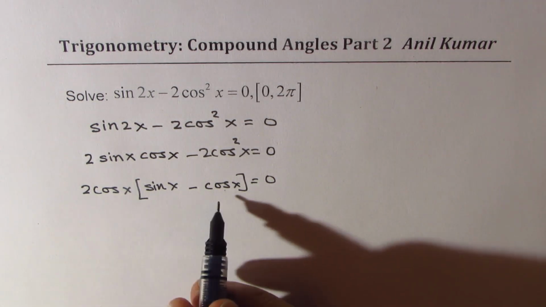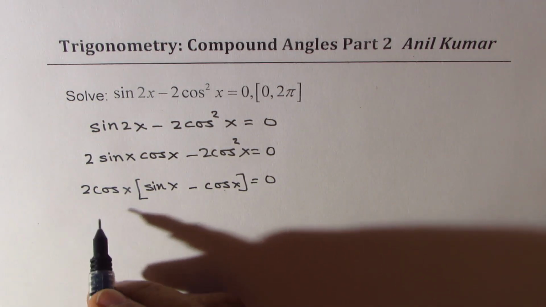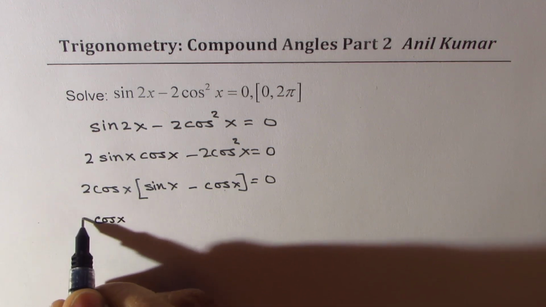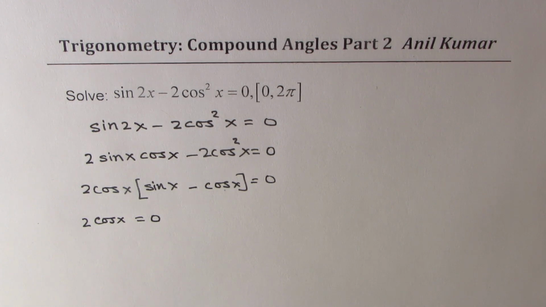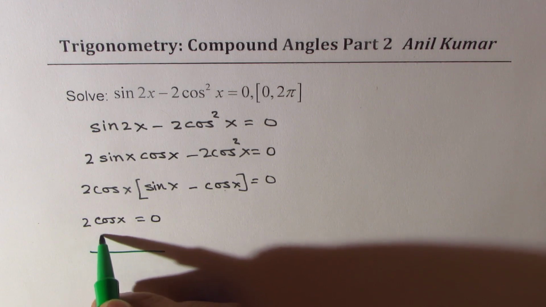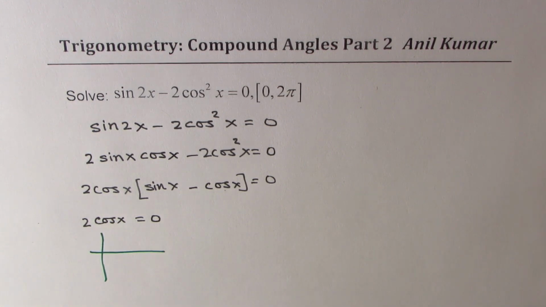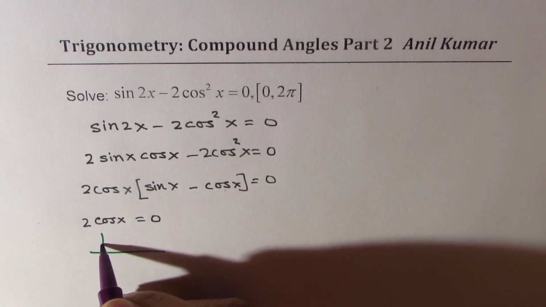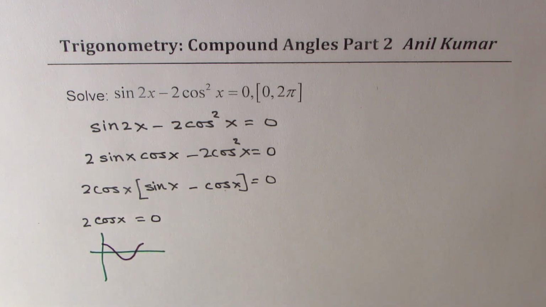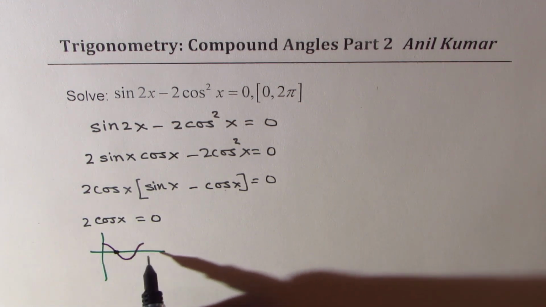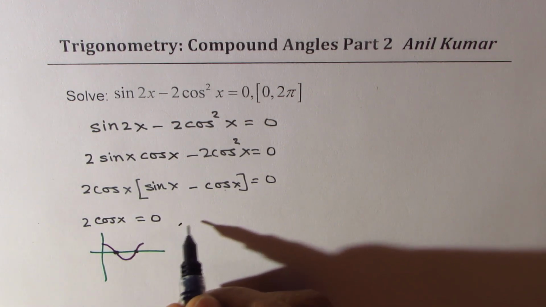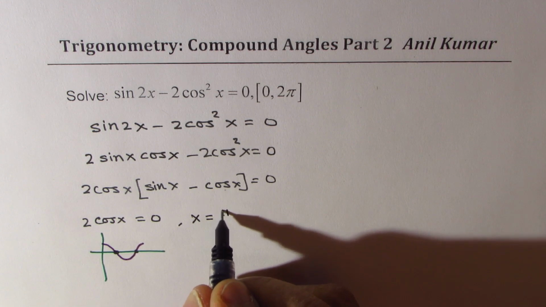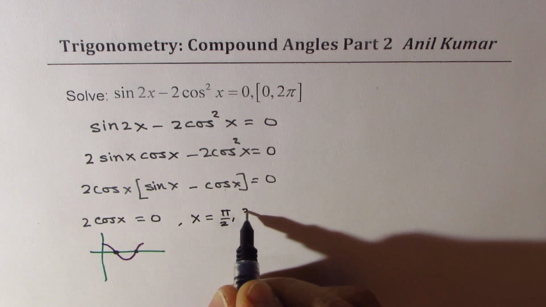So that gives you 2 different factors. One, we could have 2 cos x equals 0. And within this interval, when is cos x 0? There are only 2 values for which it is 0. You can always see it from the graph of the cosine function. It's a good idea to really draw the graph. And we know these are the 2 values for which cos x will be equal to 0. So from here, we get x equals pi by 2 and 3 pi by 2.